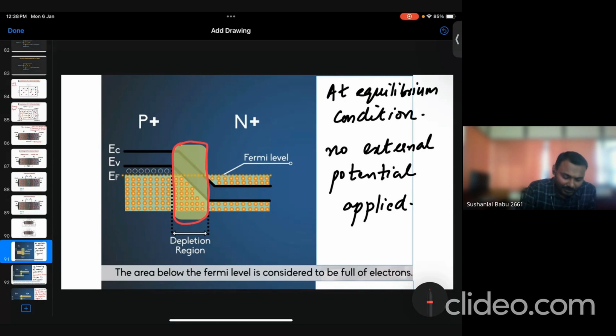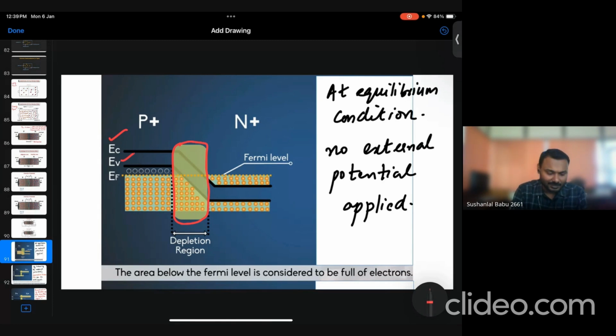This is very important, because this energy diagram is entirely different from what we learned in the previous cases. So in the energy diagram, you have to mention C, the conduction band energy level, V, the valence band energy level, and F, the Fermi level. This Fermi level is at the equilibrium condition. That means at equilibrium we are not adding any extra source, we are keeping it at room temperature and standard atmospheric condition.